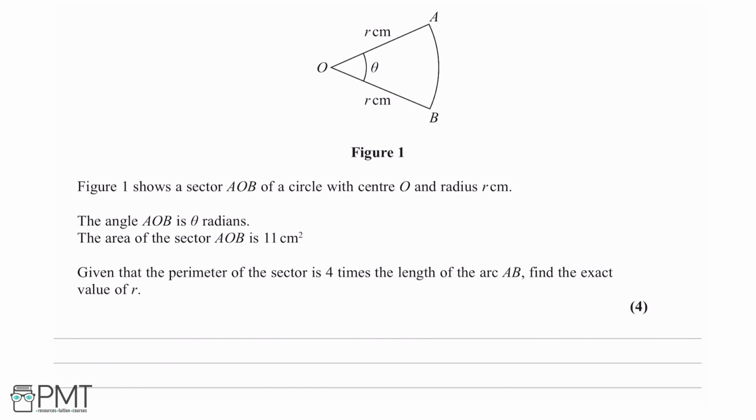Okay, so to solve this first, I'm going to highlight some key information. We are told that the sector has a radius of r. The angle AOB is theta radians, and it's important we're told it's radians so we know which of our formulae to use. And the area of the sector is 11 centimeters squared. The last piece of important information is it says the perimeter of the sector is 4 times the length of the arc AB. Good. So let's start solving the question.